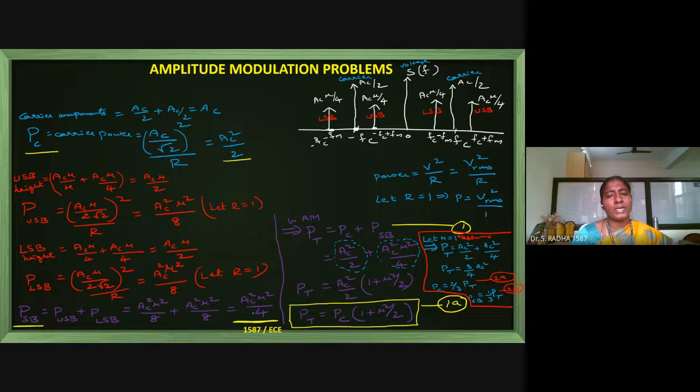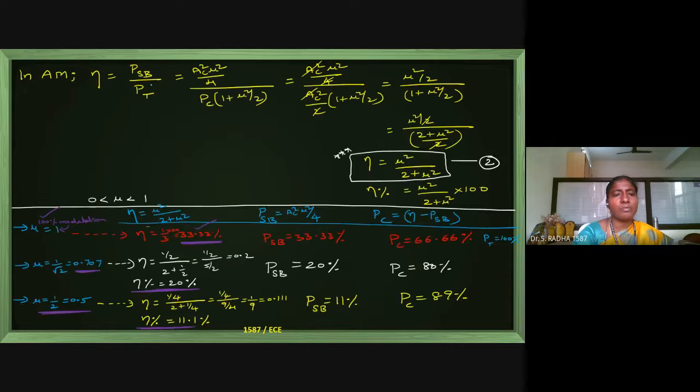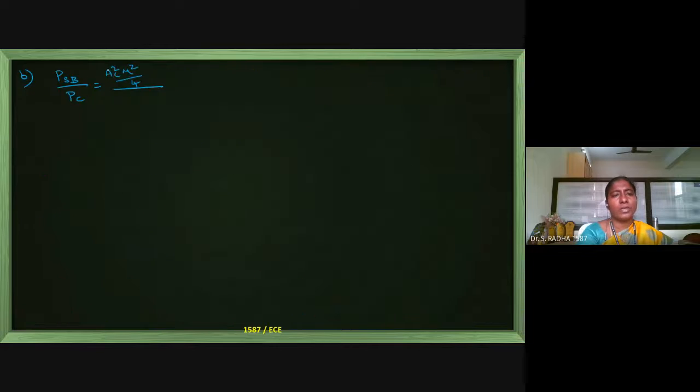PSB is the total sideband power. The formula is AC²μ²/4. And PC, the carrier power, we already know. In the second line on the left side, I underlined PC equal to AC²/2. I will take AC²/2. Now AC² will get cancelled, and the 2 also will get cancelled. We are left with μ²/2.